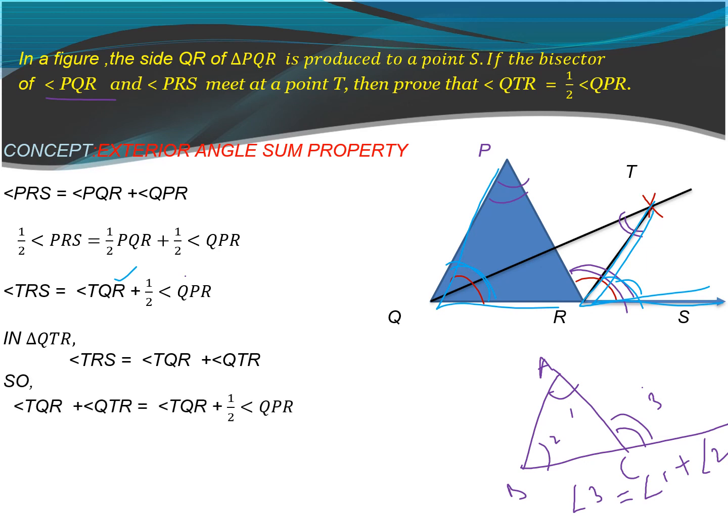Then from the first equation and the second equation, both are equal to TRS. So equating the right hand sides, angle TQR plus angle QTR is equal to angle TQR plus half angle QPR. When you cancel TQR on both sides, you get the answer: angle QTR is equal to half angle QPR. I hope this question is clear to you.